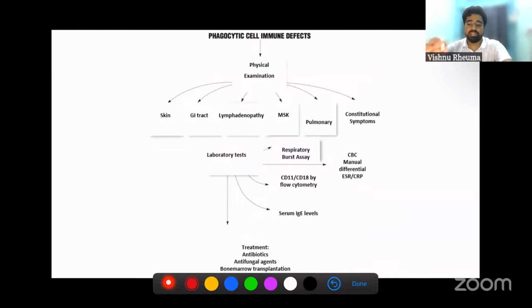Phagocytic defect, again, this is a severe one, but a lot of times these phenotypes are kind of hypomorphic.